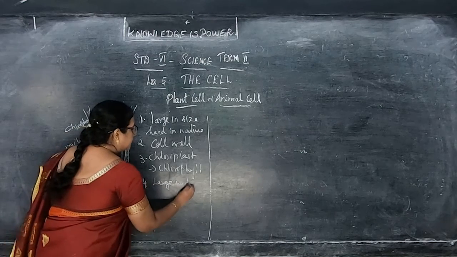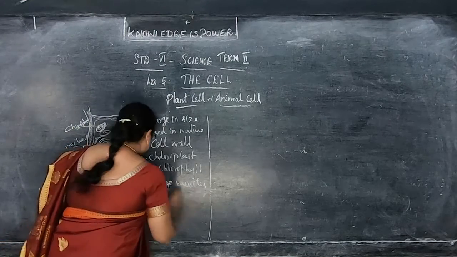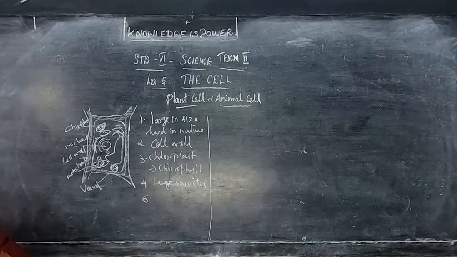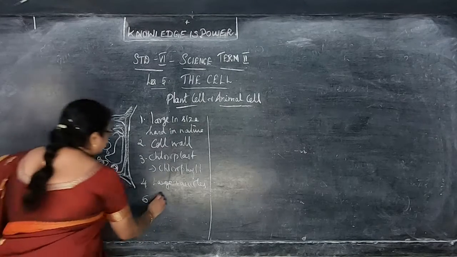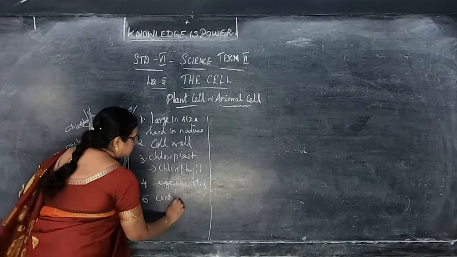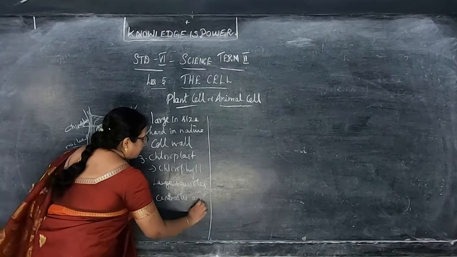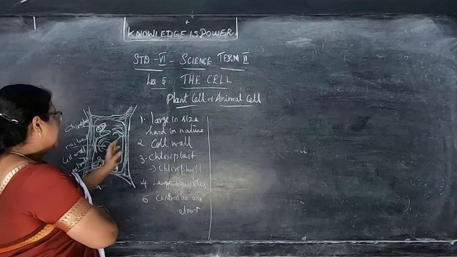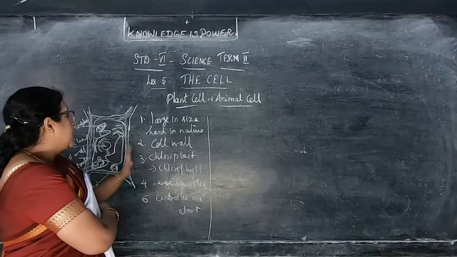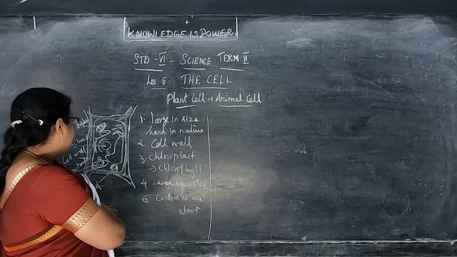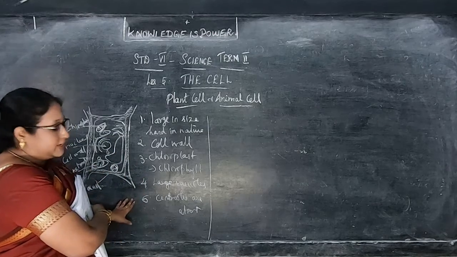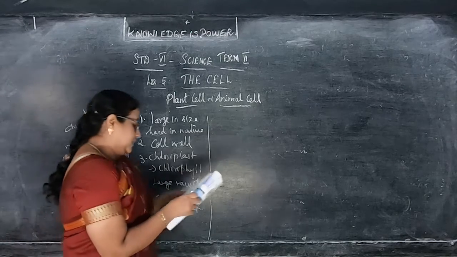And centrioles are absent in the plant cell. Okay, children? Centrioles are absent in the plant cell. Centrioles are absent. Okay, children, do you understand this? So that is, the plant cell is large in size and it's hard in nature, and it has a cell wall other than the cell membrane, and it has a chloroplast which contains chlorophyll, and has large vacuoles, and centrioles are absent in the plant cell.